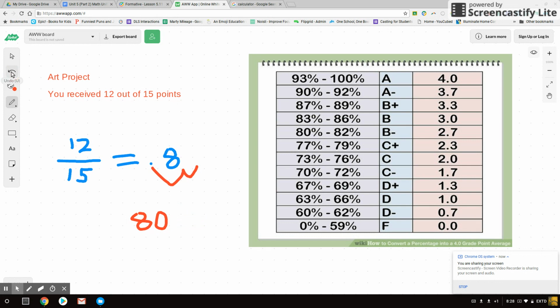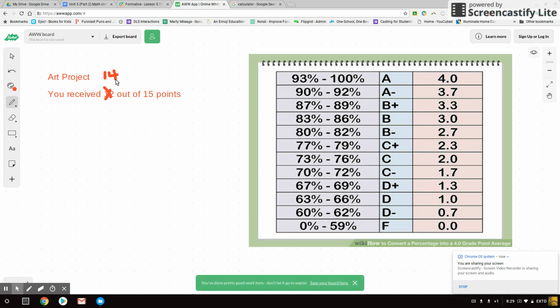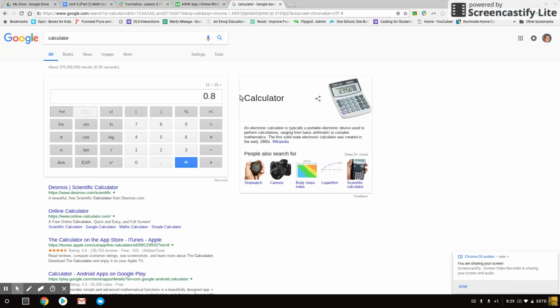All right, so let's go back here. Let's say instead of 12, because we came up with 80 again, I got 14 correct. I'll make a little change so we can see a little difference. So I had 14 out of 15 as my score. I set it up like that: 14 out of a total of 15. Go to my calculator.